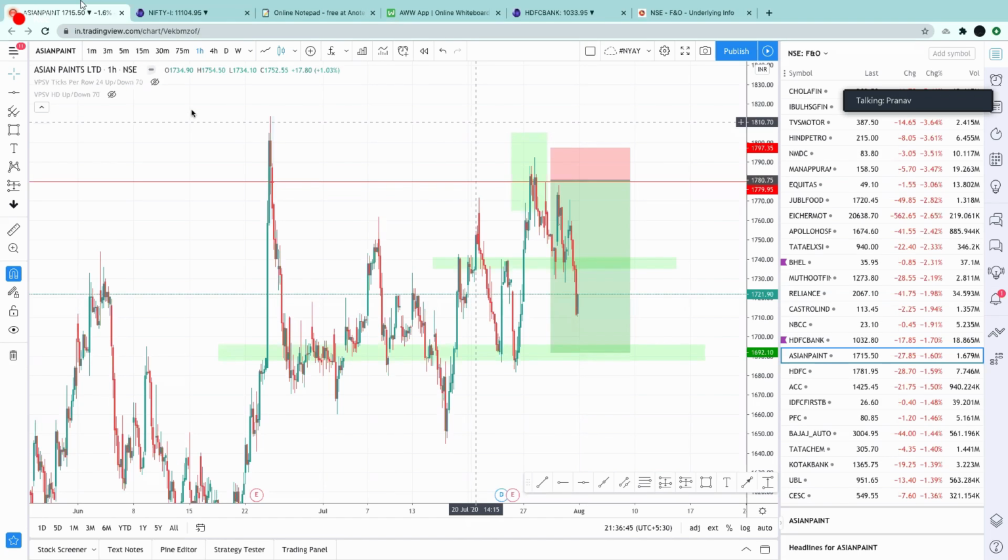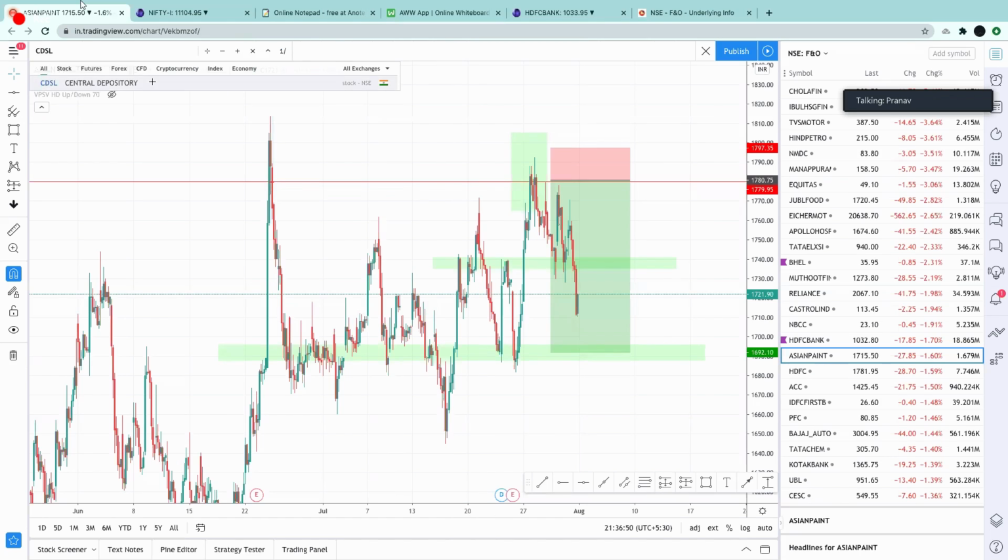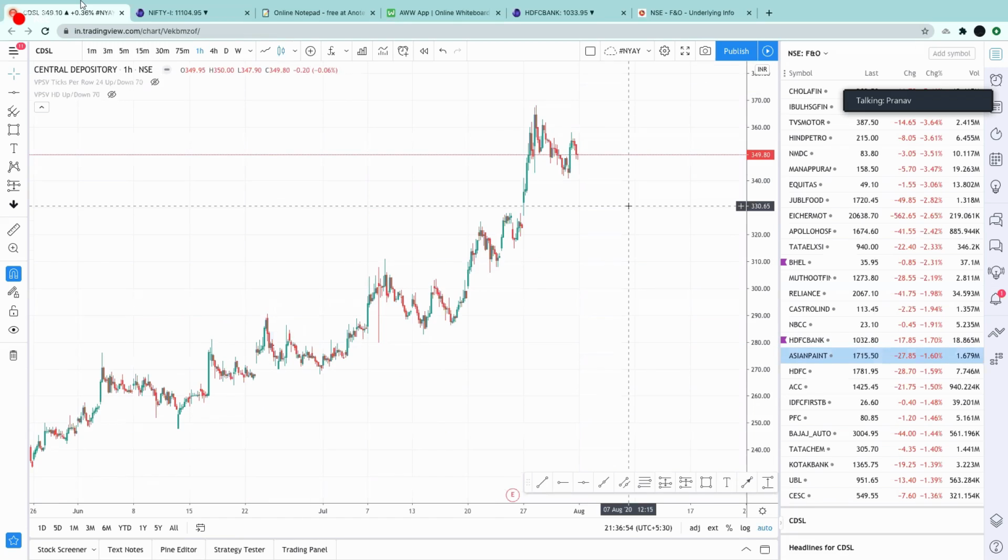CDSL, first of all, I didn't even know the stock exists. All right, it exists. So don't trade on these illiquid stocks, man. I'm serious. Just trade on FNO stocks. I didn't even know up until now that this stock exists. What do you want to know about this?